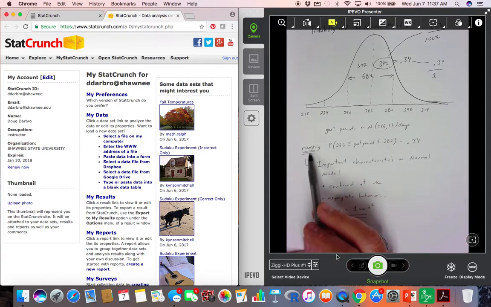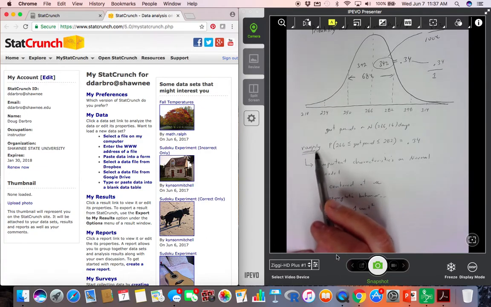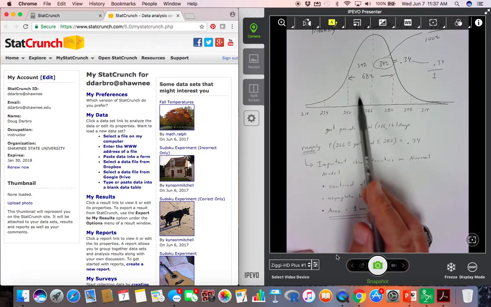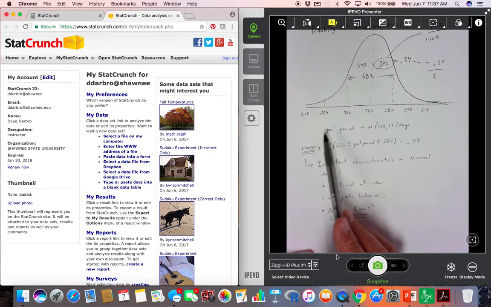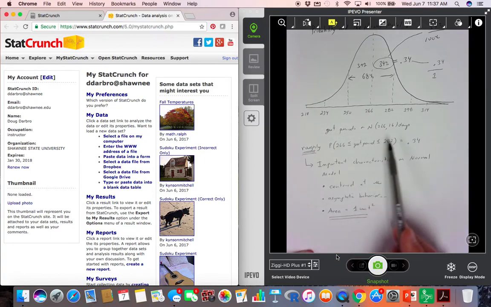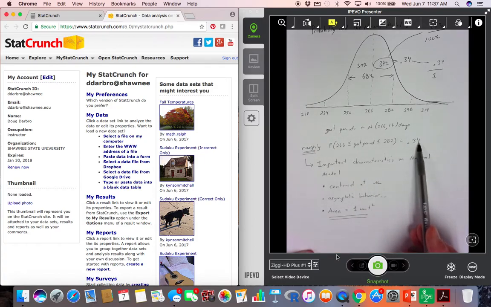What if I'd like to know more precisely? Well, more precisely, we don't use the 68, 95, 99.7% rule. That gives us an indication. It gives us a rough estimate. Pretty good estimate, but it's a rough estimate. I want to tighten this up and get a more exact answer using technology. Well, how would I do that?